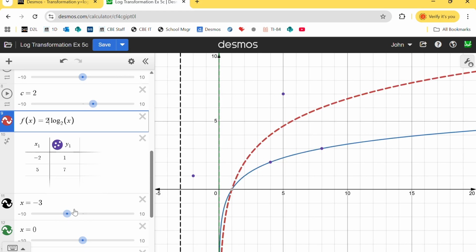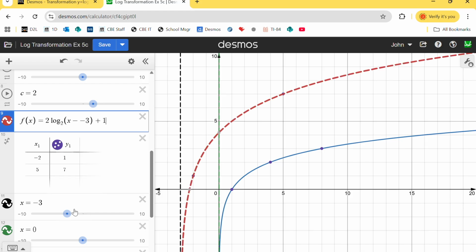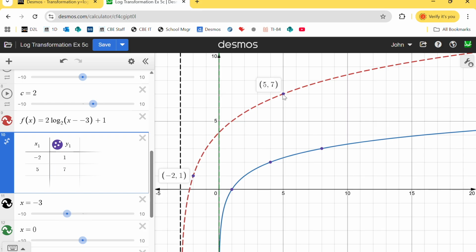Vertical stretch of 2. Horizontal translation of 3 units left, and then a vertical translation of 1 unit up. Okay, doesn't match those 2 points. You betcha, right here. Let me do -2, 1, and 5, 7. And you can see it clearly matches the 2 points there. Wow, this is a hard example. Okay, this is a very difficult problem, so give it a try.